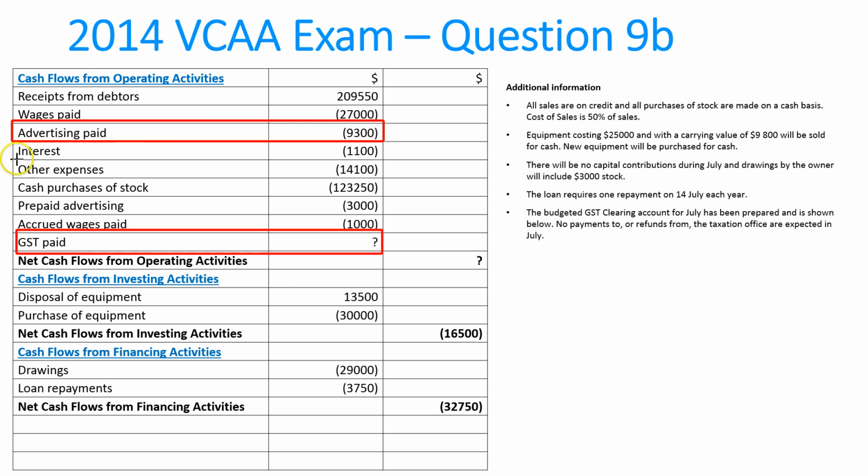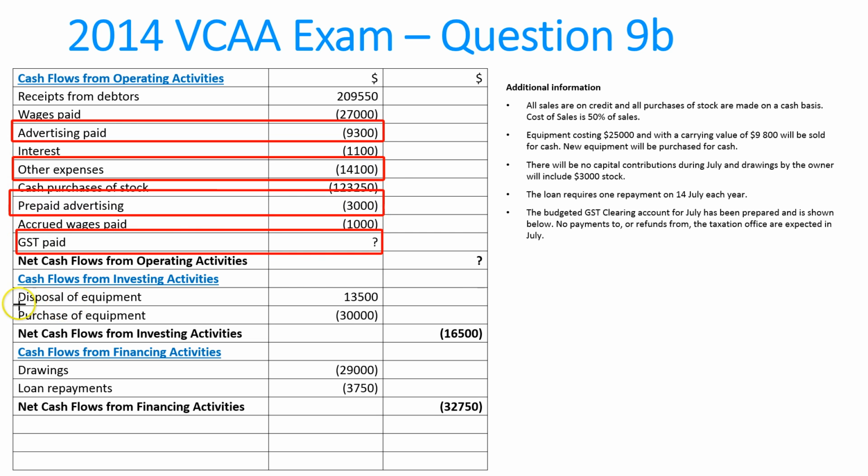Interest wouldn't have. Other expenses, I don't know what they are, so I can't really answer that. Advertising prepaid would have as well. Did the equipment? The question didn't say. So my problem is I've got a lot of numbers that I don't know the answer for, so how am I going to figure out which ones have GST?